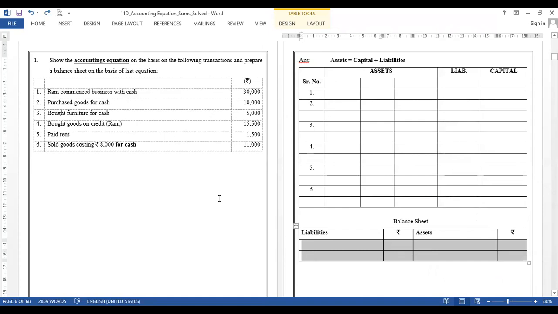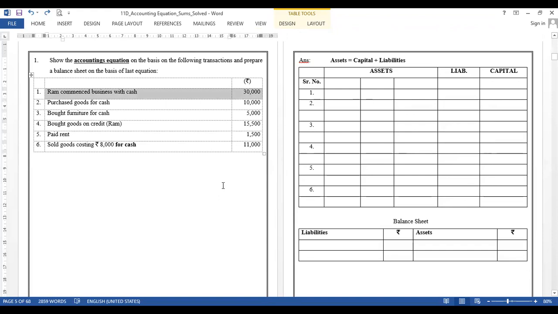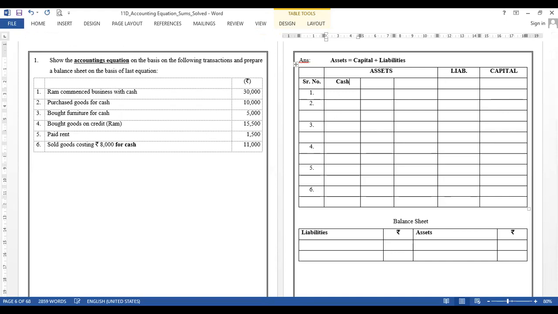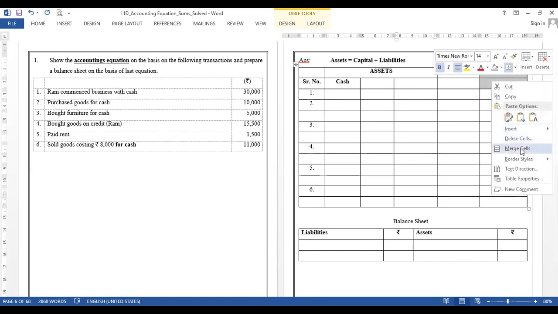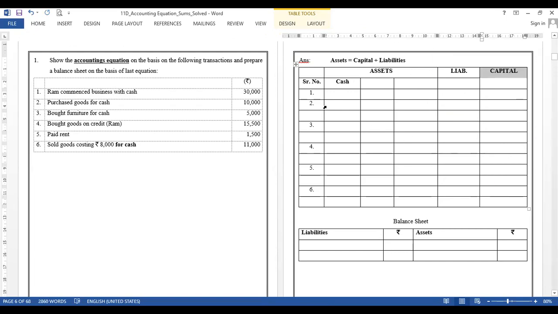ठीक है. So without wasting any time now, let us start with Ram commenced business with cash. Cash comes in. Cash is an asset. Two accounts getting affected. One is cash, another is capital. So in the assets, let me write it over here as cash, and capital is already mentioned over here. So that's capital. Okay. Cash and capital are the two accounts getting affected over here in this particular transaction. Cash comes in, so cash increases by 30,000 and capital also increases by 30,000. Okay, this is how I prefer to show.